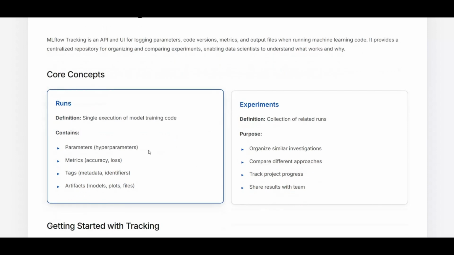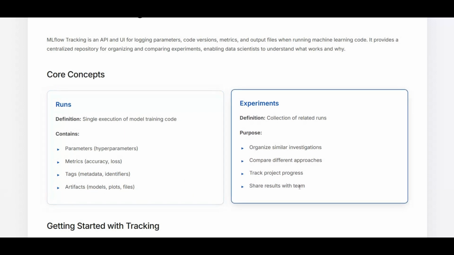So, let's clarify the two core ideas first. A run is a single execution of your training code. One script execution, one run. Inside that run, MLflow records parameters like hyperparameters, metrics like accuracy or loss, tags for metadata, and artifacts such as models or plots. An experiment is just a logical container that groups related runs together.